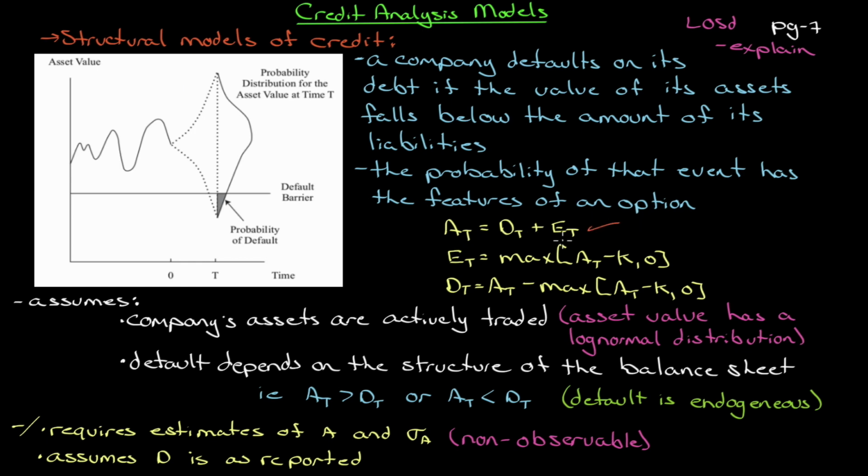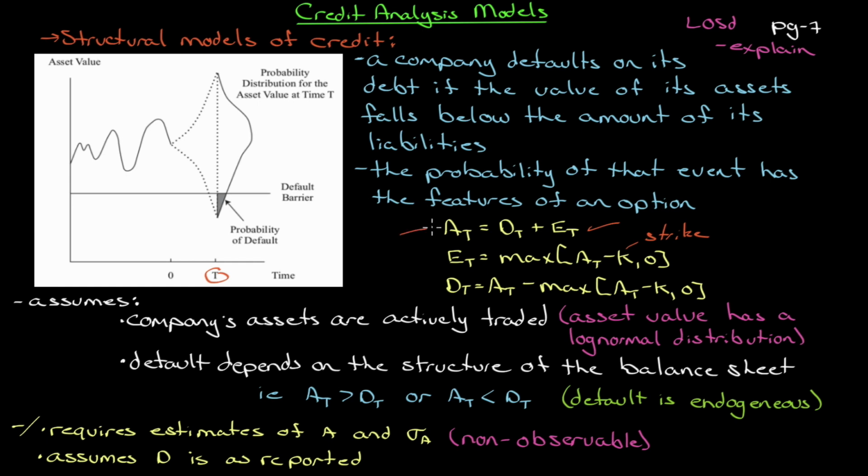Assets equal debt plus equity, right? And capital T is at time T, here over in our chart. We'll explain this chart in a second. So assets equal debt plus equity. The equity we can think of as having a payoff of the maximum of either AT minus K or 0, K being the value of the debt, which we can think of as a strike price. So if the assets are $1,300 and we owe $1,000, that's $300 or 0. So the equity is clearly worth $300.